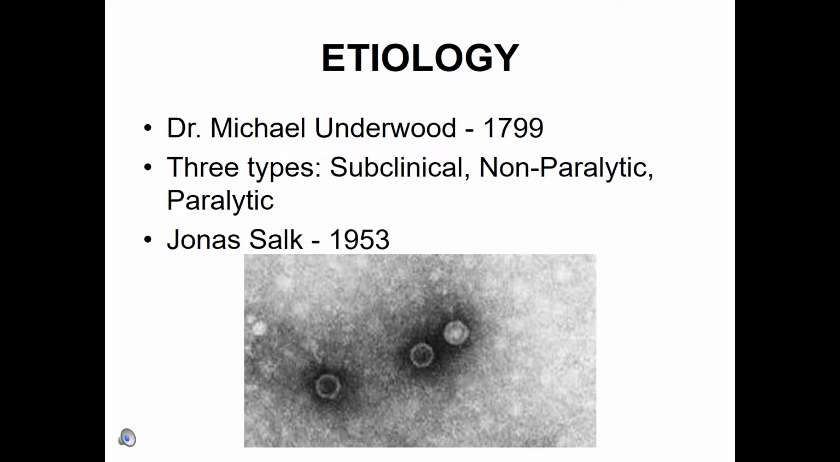Throughout history, there have been many known cases of polio, but the first description of the disease came in about 1799 by Dr. Michael Underwood. Now, since then, there have been 3 known types of polio that every reported case falls under.